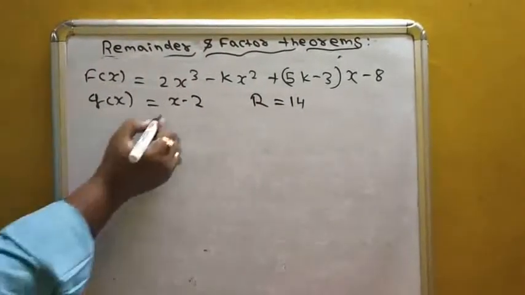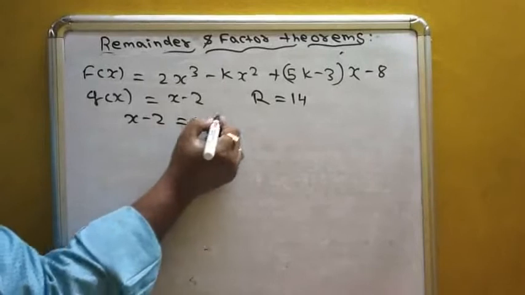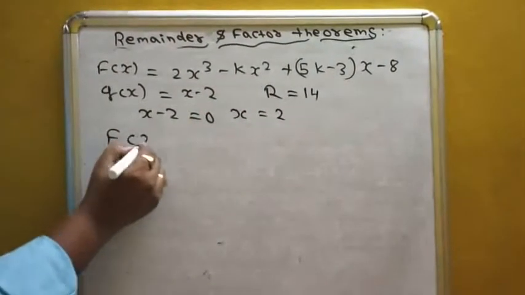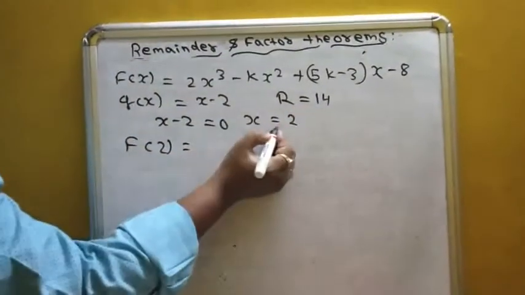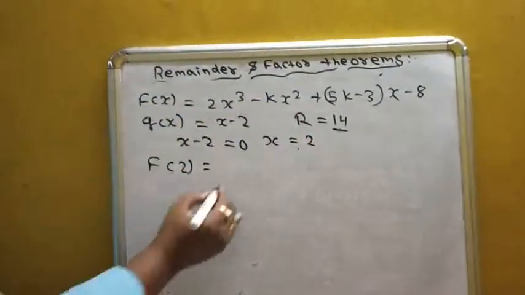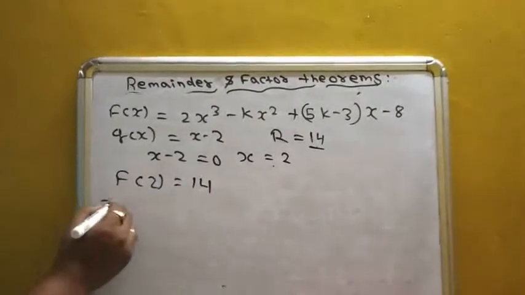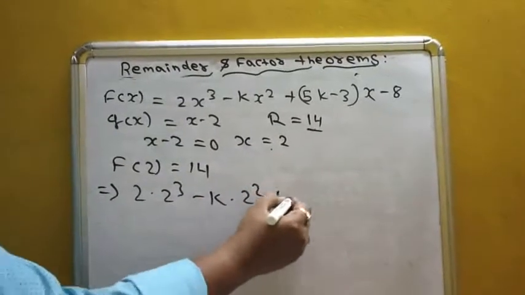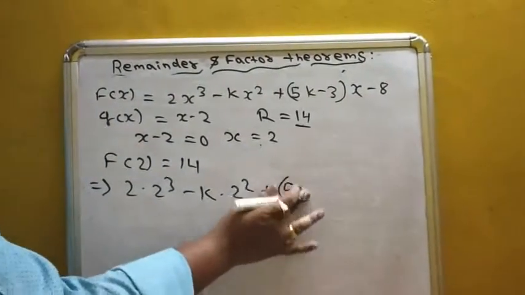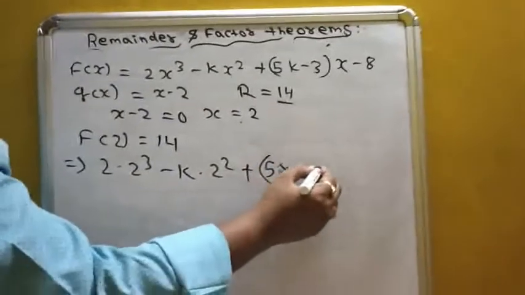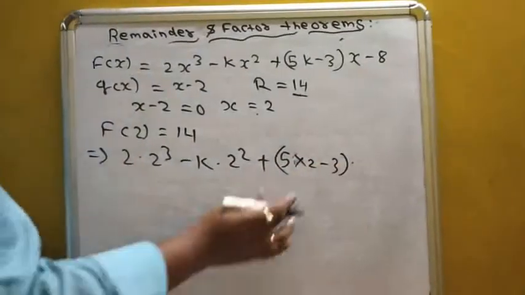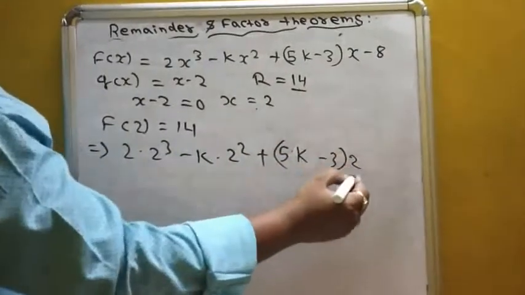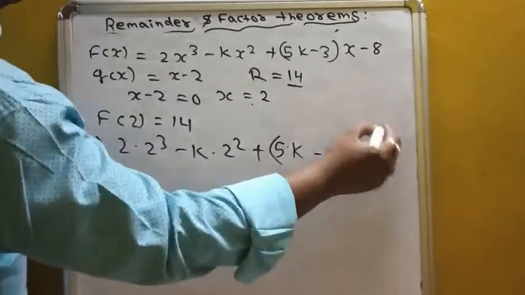What do you have to do? First x minus 2 equals 0 you have to write. x equals 2 you are getting. You put this one, f of 2 equals, you have to write clearly, remainder. When you are putting 2, you are getting 14. So f of 2 equals 14 you write. Then 2 bracket 2 cube minus k into 2 square plus 5 into 2, how much? 5 into 2 minus 3. No, here k is told, so you don't put a value here. Here you write k. Here you write 2 minus 8 equals how much?